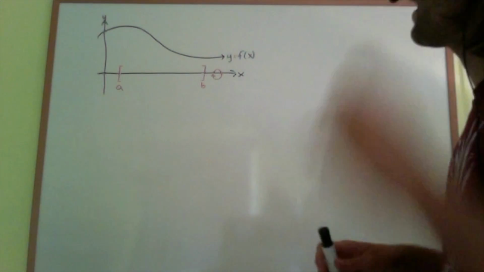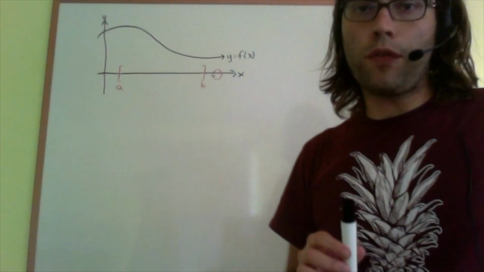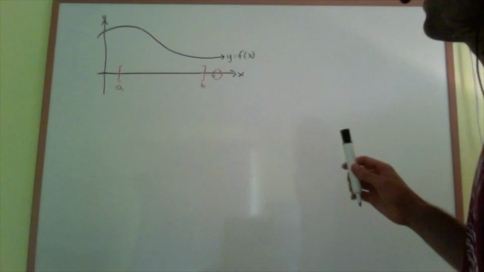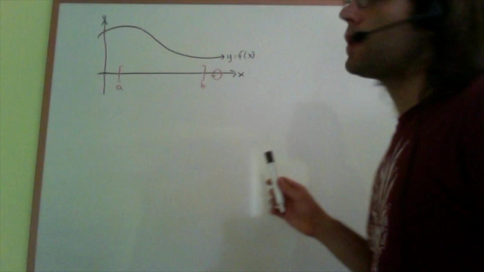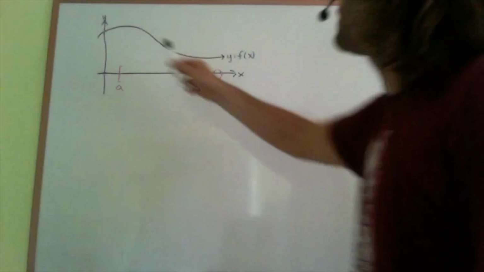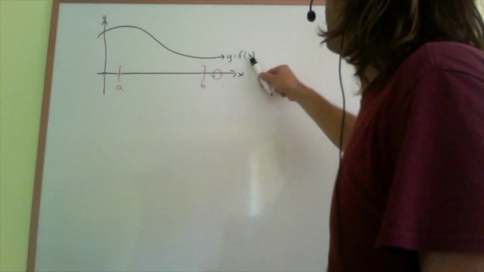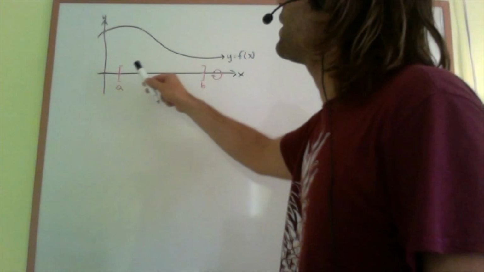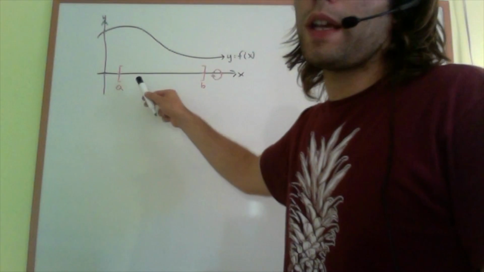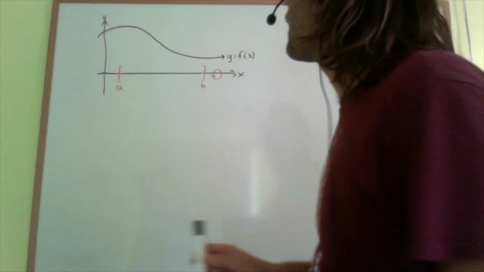I wanted to talk about the disk method from calculus. First I want to go over the idea and then we can do a few examples. Supposing we have a function y equals f of x and we want to find the volume of the solid generated when we rotate this function about the x-axis.